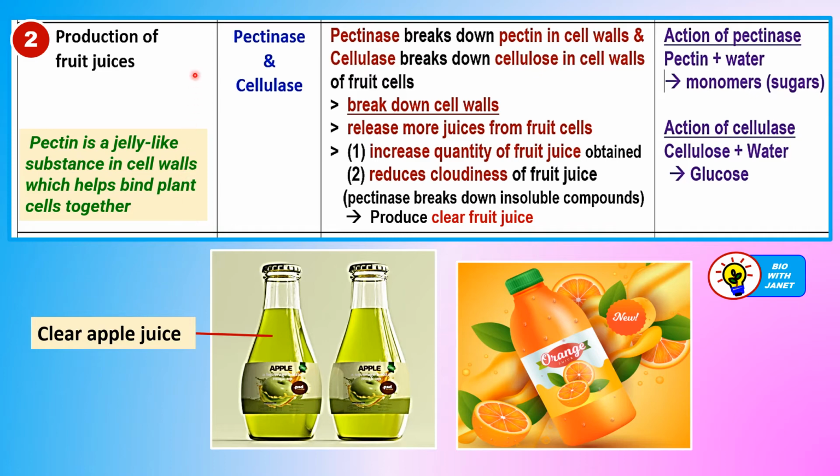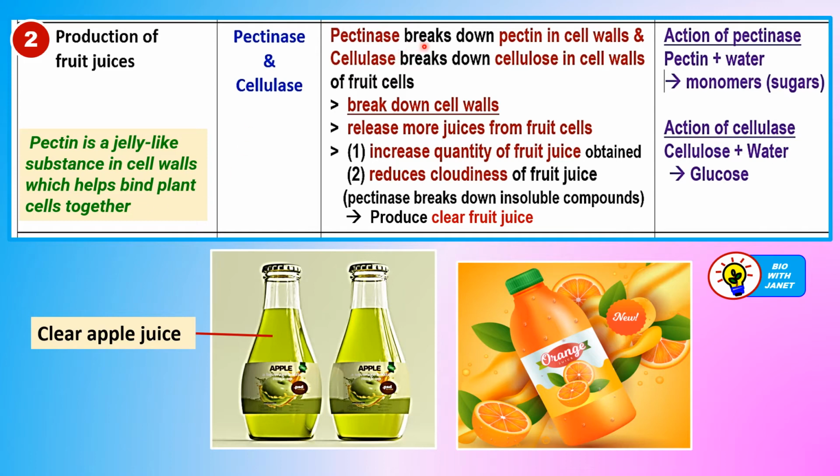Right, the second product that is produced with the help of enzymes is fruit juice, like clear apple juice or orange juice and so forth. The enzymes used to produce these fruit juices are pectinase and cellulase. These are the two enzymes used. Now, what is pectinase? Pectinase is an enzyme that breaks down pectin in the cell walls. So what is pectin? Pectin is a jelly-like substance in cell walls that helps to cement and bind the plant cells together. It's in the cell walls and between the cell walls, right?